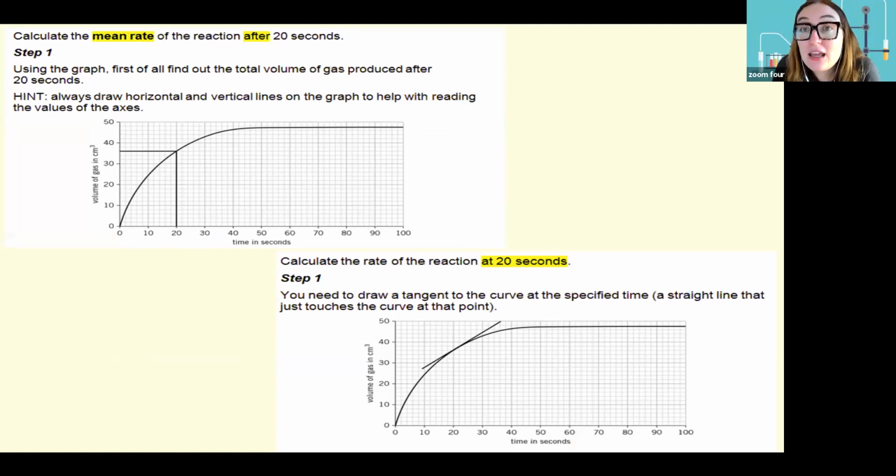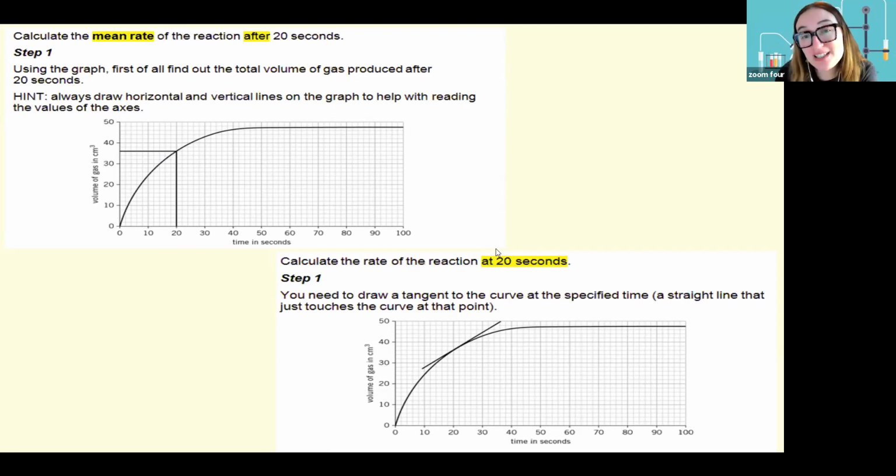Now, in your exam, you may be asked how to work out the rate of a reaction from a graph. They'll give you a graph and you'll have to use it to work it out. There are 2 ways they could ask this question, and one of them is slightly easier than the other. On the left-hand side here, you can see that the question asks you to calculate the mean rate of reaction after 20 seconds. If it asks you for the mean rate of reaction after 20 seconds, all you do is go up from 20 up to the line, measure across, and then do the total amount of product made over time to get your answer. Just like the equation that we saw earlier.